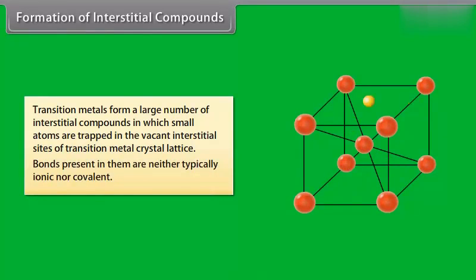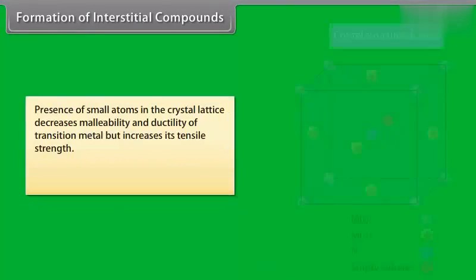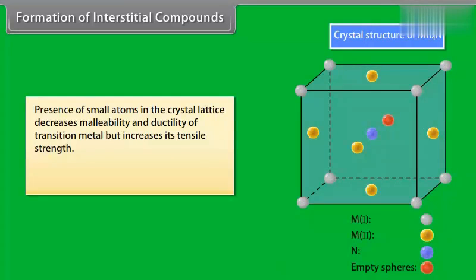Bonds present in them are neither typically ionic nor covalent. For example, Mn4N and Fe3H. Presence of small atoms in the crystal lattice decreases malleability and ductility of transition metal but increases its tensile strength. For example, cast iron and steel are hard due to the presence of trapped carbon in the interstitial spaces. They have high melting points and are chemically inert.